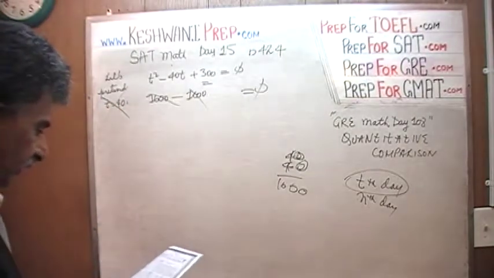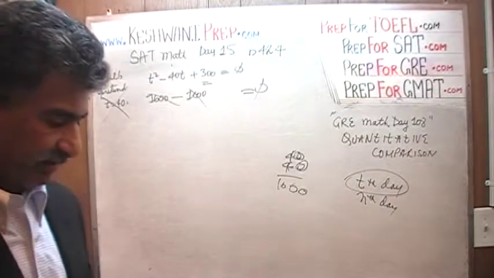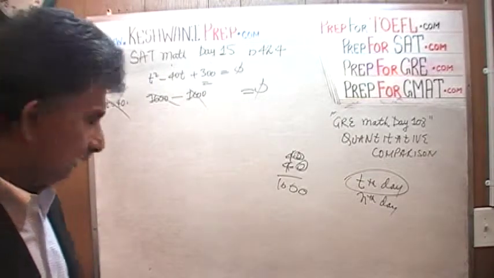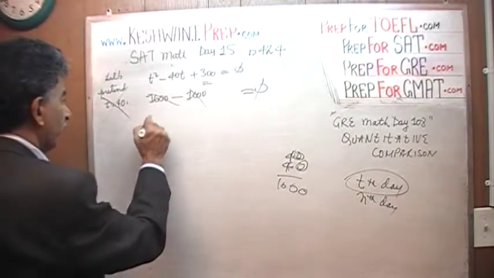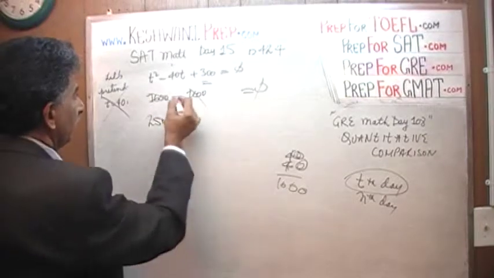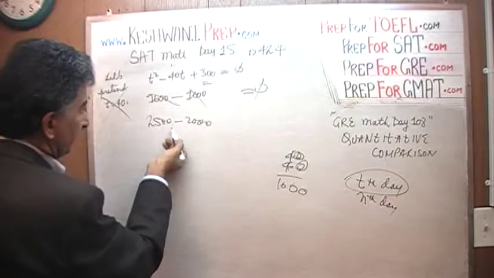Let's try 50, shall we? You see, sometimes you cannot tell which way to move, and sometimes you can. This one you really can't tell which way to move. Let's try 50, just to make you understand. I'm going to pick up speed now, okay? 50 squared is 2,500, and 40 times 50 is 2,000. That's a negative. That's a positive 500.